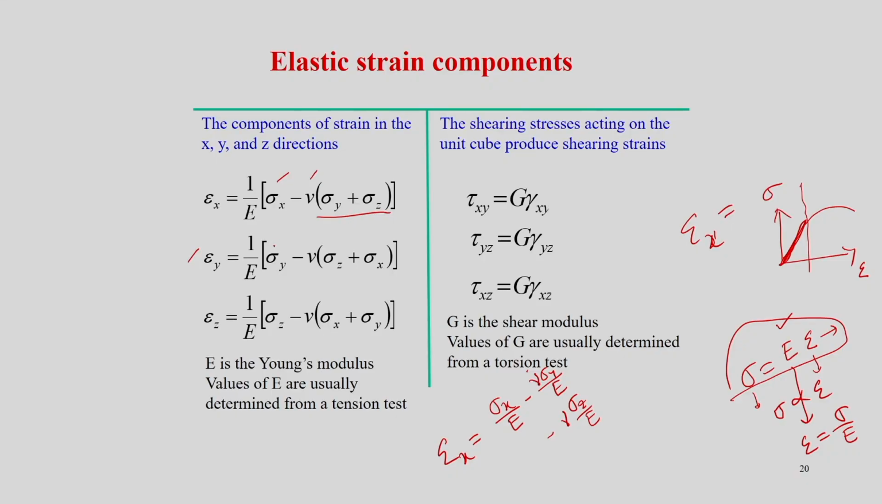Similarly, along the y axis, what is the strain value? It is sigma y by E minus the strain components because of sigma x and sigma z, and that is the effective strain along the y axis.